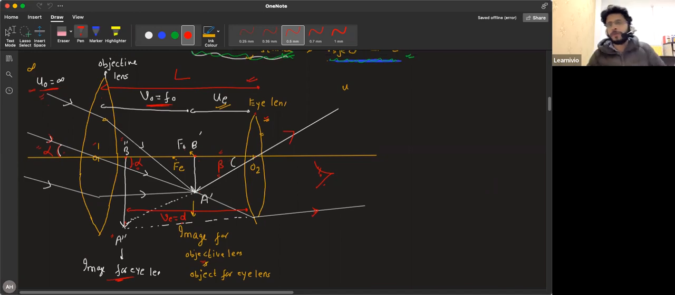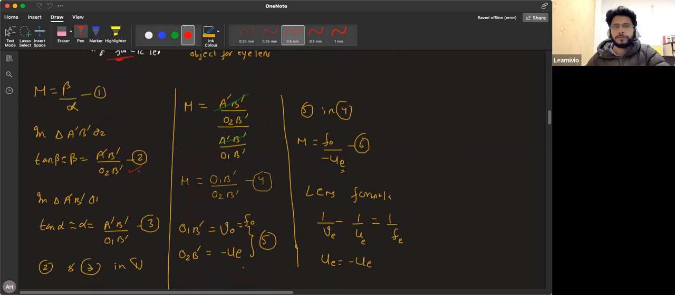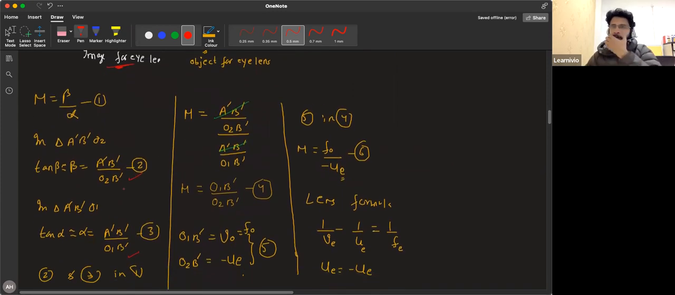So we can write tan beta is approximately equal to beta, which is A prime B prime by O2 B prime. Similarly, for alpha, we'll be using this triangle O1 B prime A prime. So tan alpha is alpha, which is B prime A prime by O1 B prime. So this is tan beta. This is tan alpha. If you take the ratio, see both the triangles have A prime B prime.